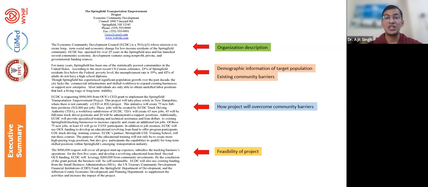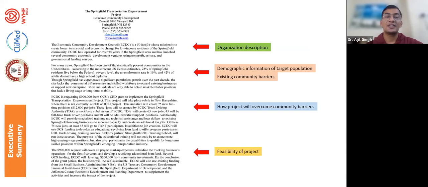As you can see, the first paragraph of the executive summary is talking about the organization description. It says the Economic Community Development Council is a 501(c)(3) associated company, whose mission is to create long-term social and economic change for low-income residents of the Springfield community. They have 25 years of service in this area in economic development ventures, profit, non-profit, private, governmental funding agencies, sources, whatever.